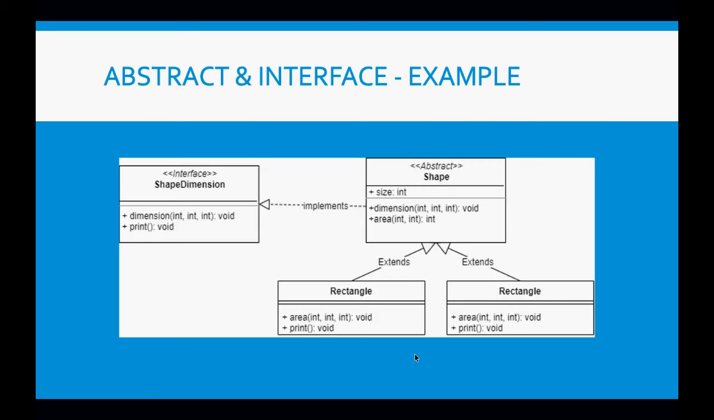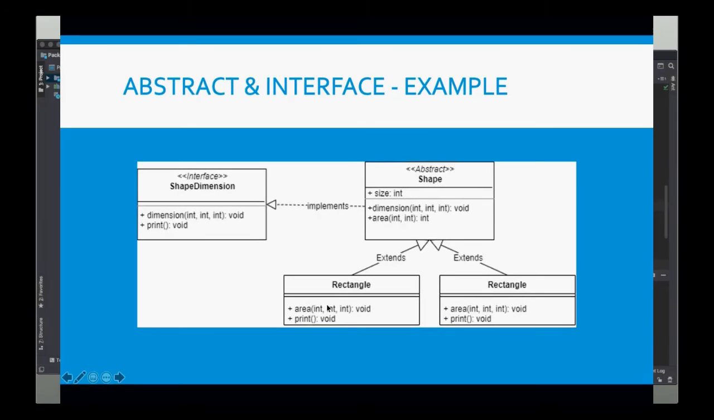Our last example that would show abstraction and interface, the relationship between them, is this. It's a shape application. The shape class is abstract, and two shapes extend it, rectangle and circle, and there's a shape dimension, which is an interface, which prints out the dimension and also prints out what kind of shape it is. So we'll create a shape, which is an abstract class, a shape dimension, which is an interface, and two subclasses, which are rectangle and circle respectively.